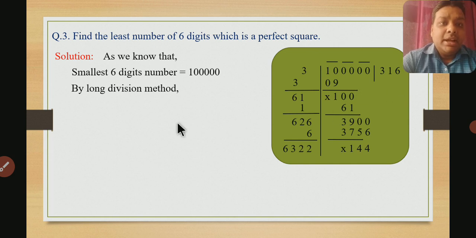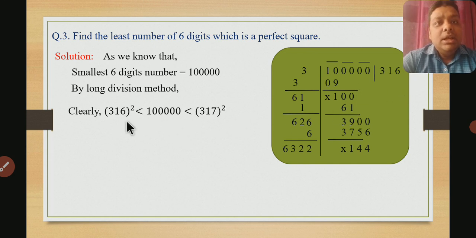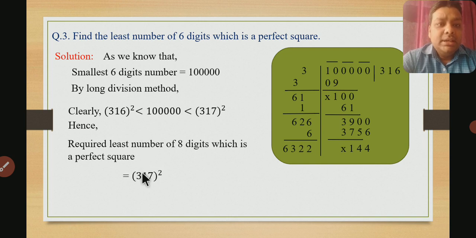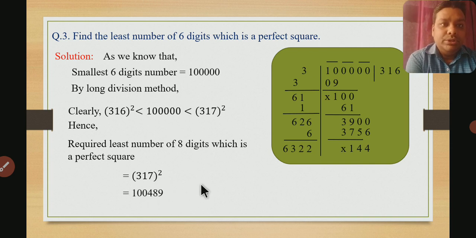It means we can write that this number is less than 317 whole square, but greater than 316 whole square. So to get that number, we can say 317 square will be the 6 digit number which should be a perfect square, and it will be 100489, the perfect square of 6 digits. Okay, I hope that you all have understood, students.